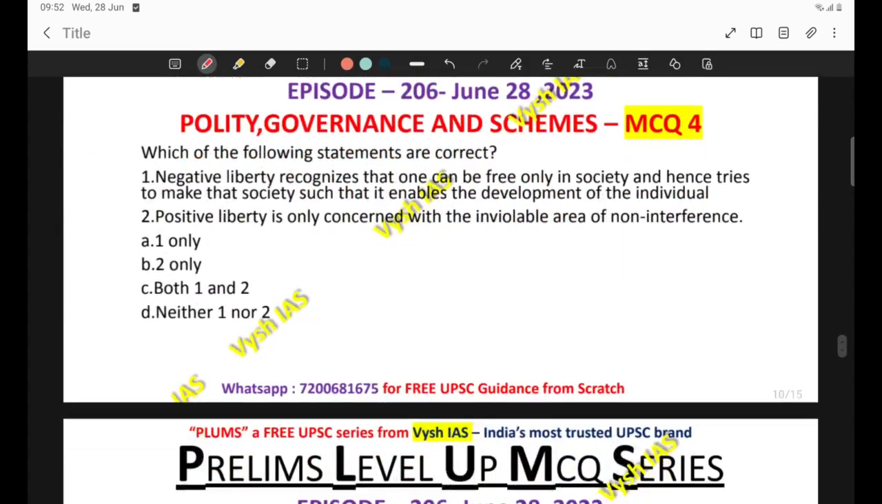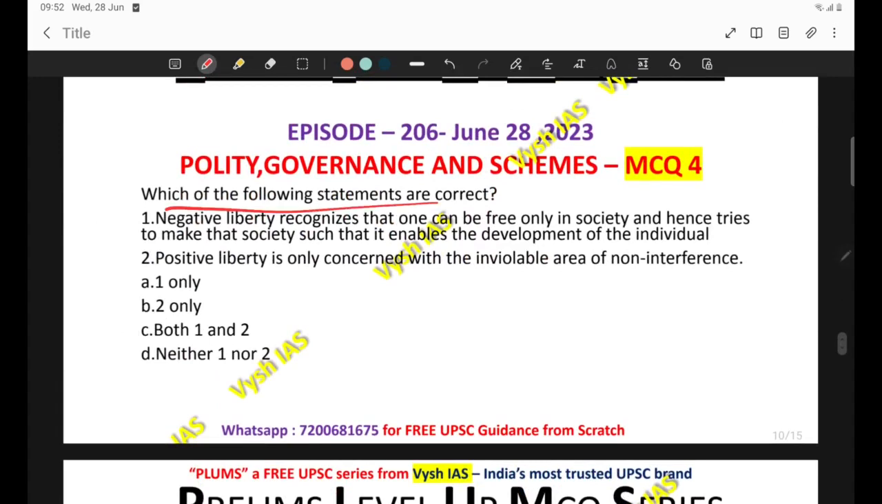Now let's move on to the next question. Which of the following statements are correct? Negative liberty recognizes that one can be free only in society and hence tries to make society such that it enables the development of the individual.